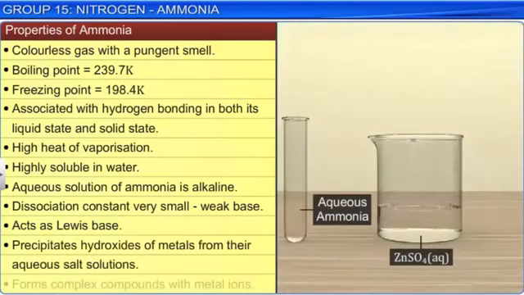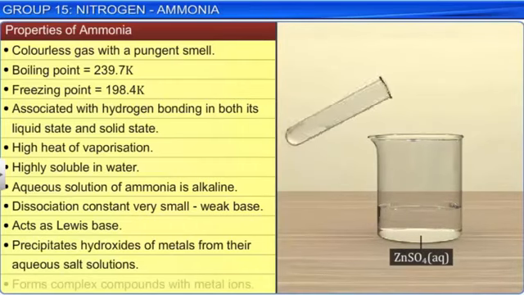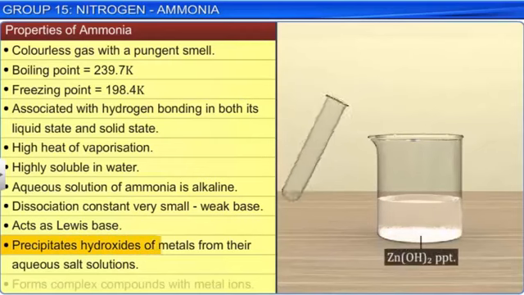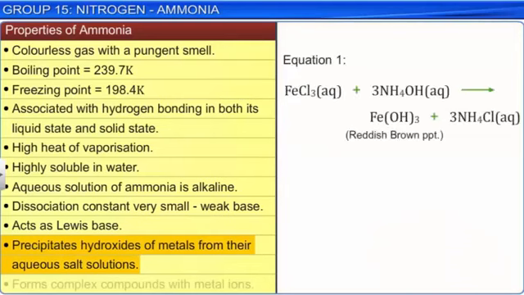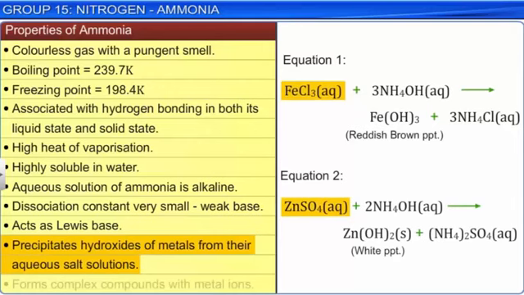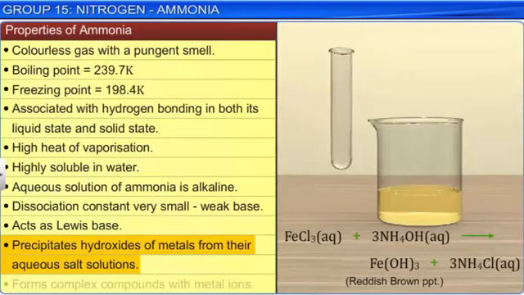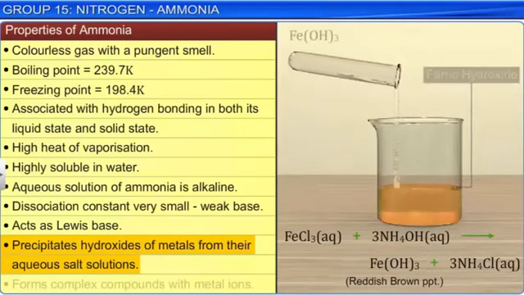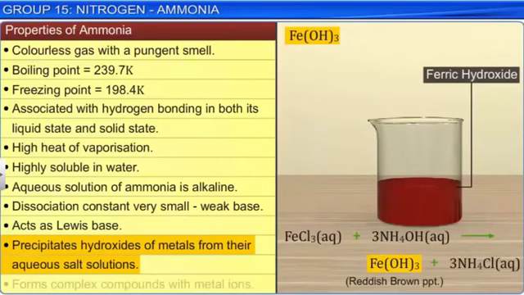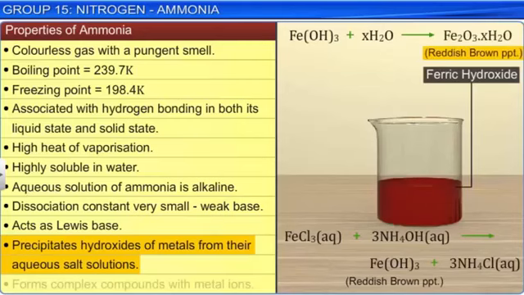An aqueous solution of ammonia precipitates hydroxides of metals from their aqueous salt solutions, such as ferric chloride and zinc sulfate, as shown here in equations 1 and 2. The ferric hydroxide formed in equation 1 subsequently gets hydrated to form a reddish-brown precipitate of hydrated ferric oxide.